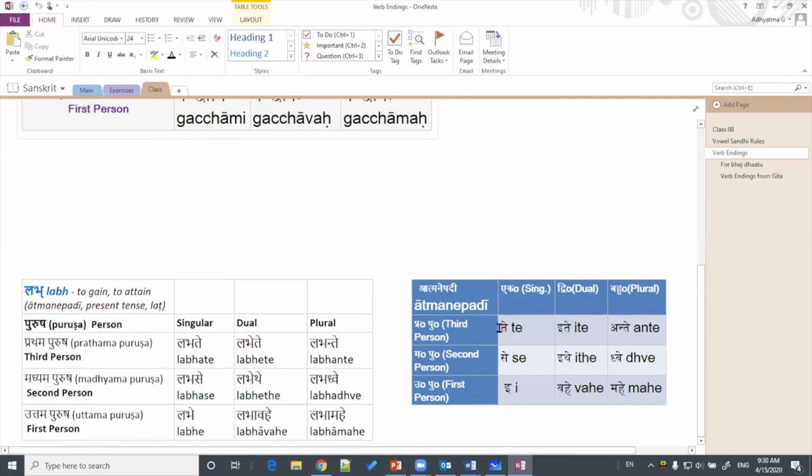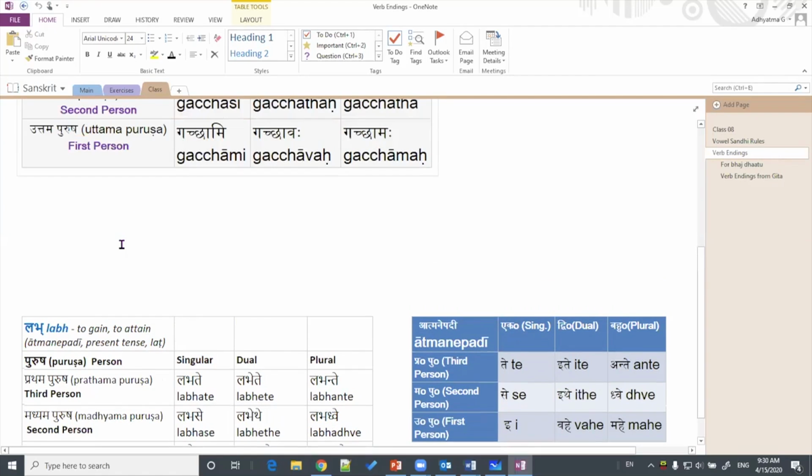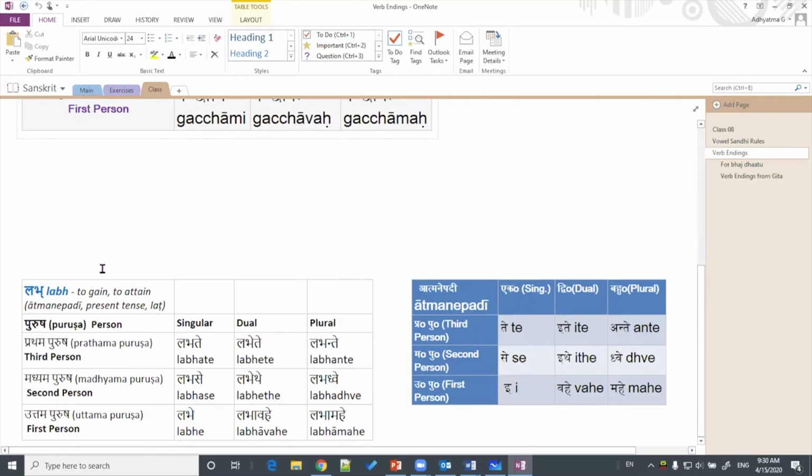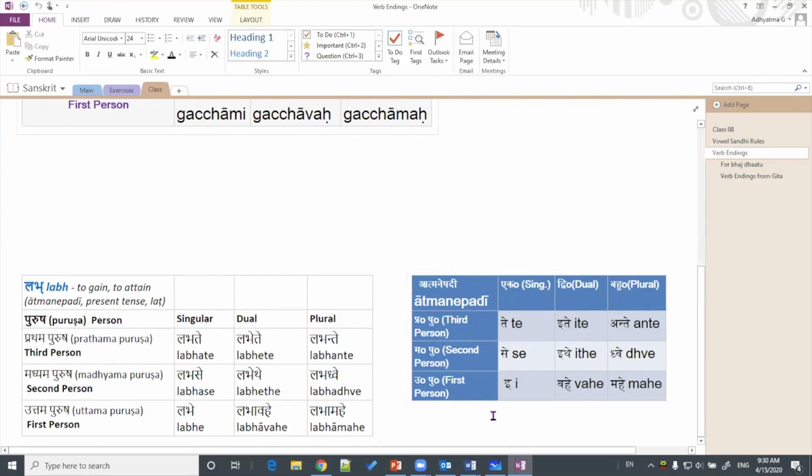How does Atmanepadi look? Atmanepadi looks very similar actually. So there is this root called labh. Labh is an Atmanepadi dhatu. As I said, there are certain roots which are classified as Parasmaipadi, certain roots which are classified as Atmanepadi, and certain roots which take both the endings, they are called Ubhayapadi. Ubhaya means both. So that's why it's called Ubhayapadi. Gam is a Parasmaipadi dhatu, it does not take Atmanepadi endings. Labh is Atmanepadi, it does not take Parasmaipadi endings.